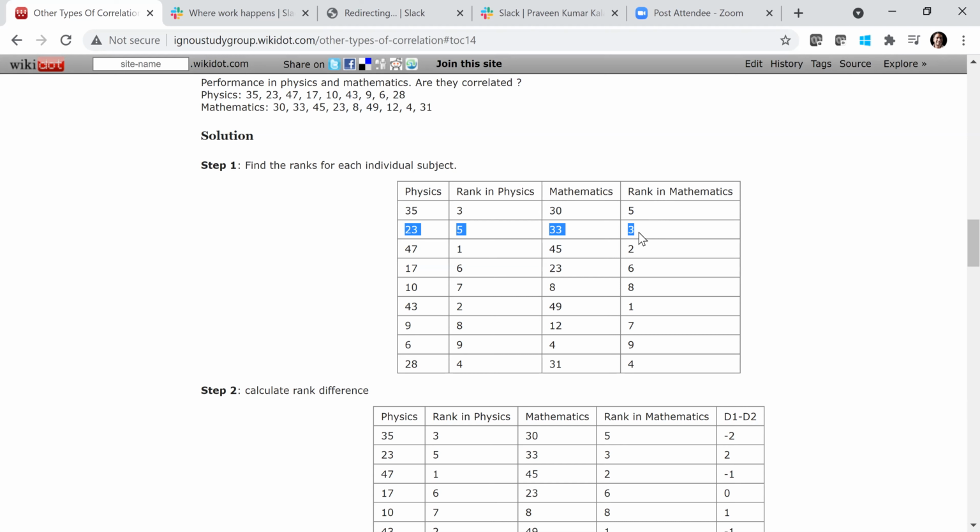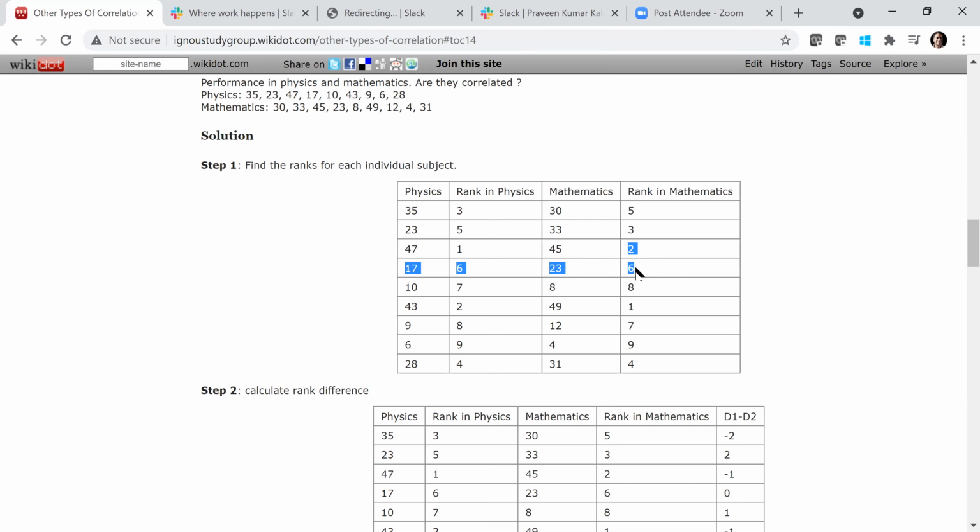What is concordant then? Now take student C and student D. What happened in the case of student C? The rank in physics is 1. Student D's rank in physics is 6. That means the rank increased. Even in mathematics, the rank from C to D increased, from 2 to 6. So this is called a concordant pair. Basically, both increasing is concordant; one increasing and one decreasing is discordant.